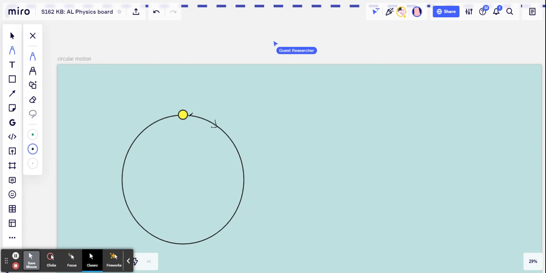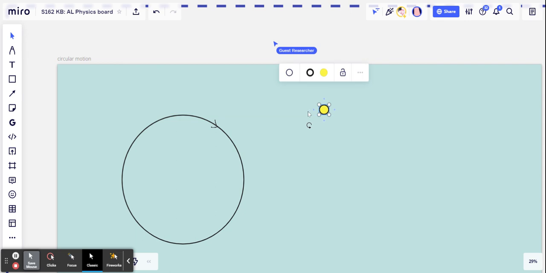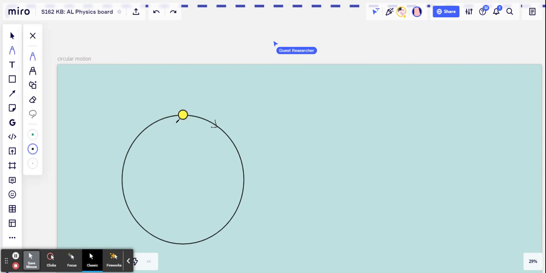So this object right here would much rather just continue in a straight line, but apparently it's moving in a circle. And so we know that there must be a force acting upon it. That could be, for example, gravity, like a planet orbiting a star, or a moon orbiting a planet, or a satellite orbiting a planet. But there is some sort of force nonetheless acting upon that.